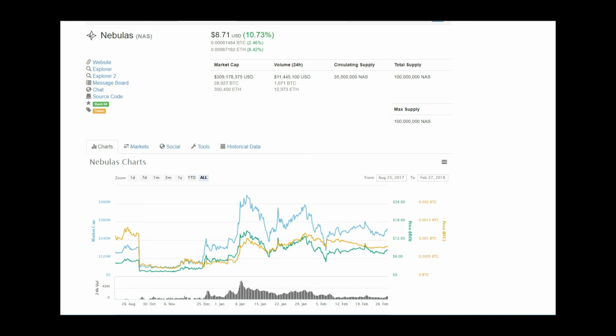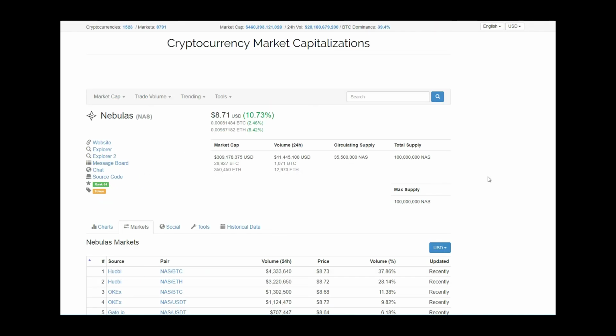It's also a good sign, this sideways movement, that despite the difficult bearish run that we had, many investors still believe in the project and are holding. The other thing about Nebulas is that it hasn't hit any of the major exchanges yet.